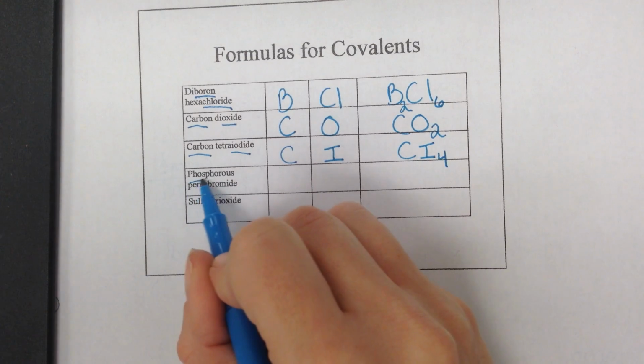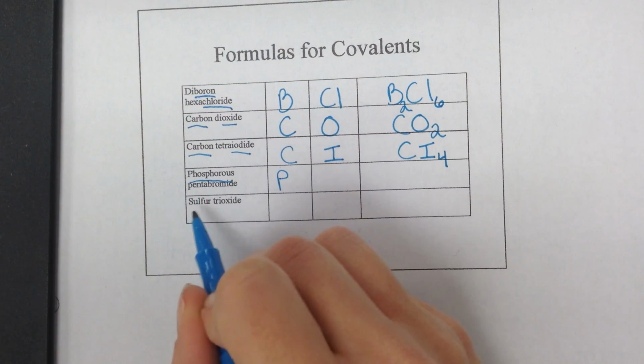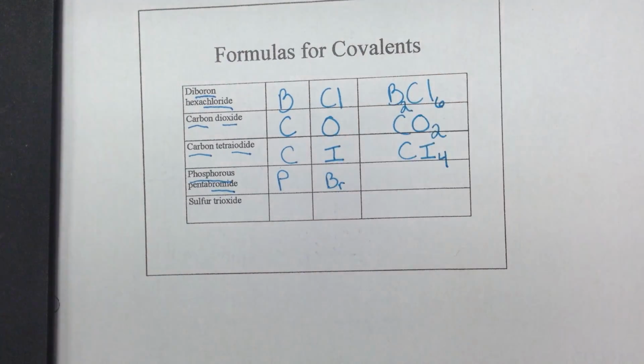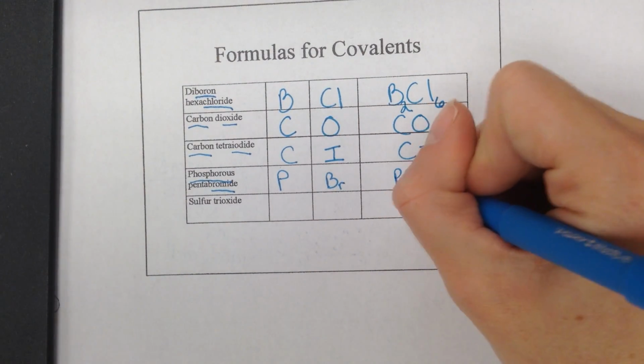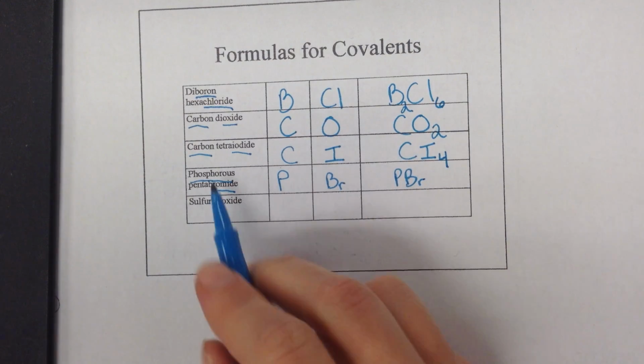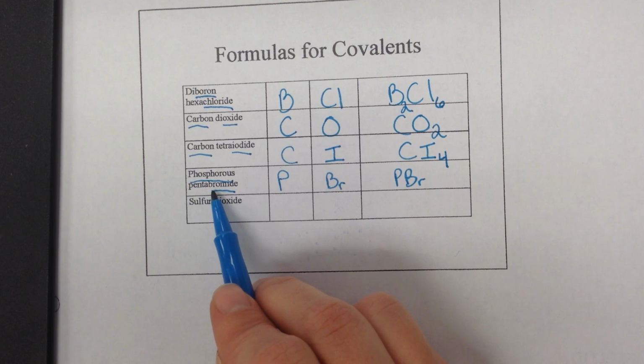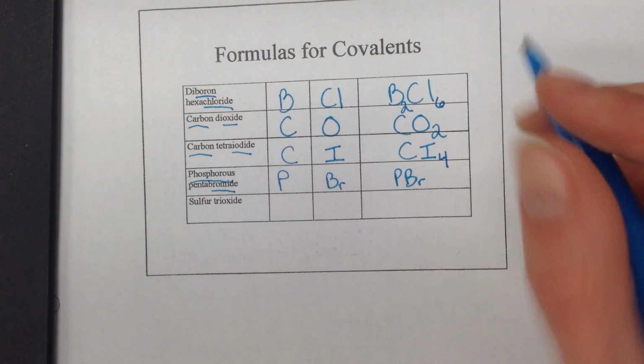Okay, next one we have phosphorus, which is letter P. And you have bromide, which is really bromine, which is Br. Put your symbols together. Phosphorus, once again, doesn't have a prefix, so it's just 1. But bromine, or bromide, has penta, and penta means 5.